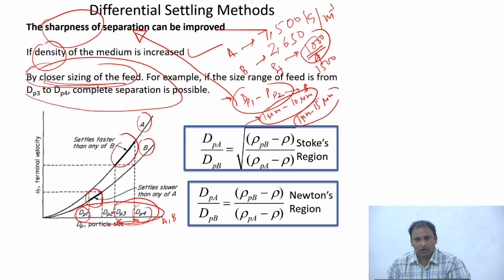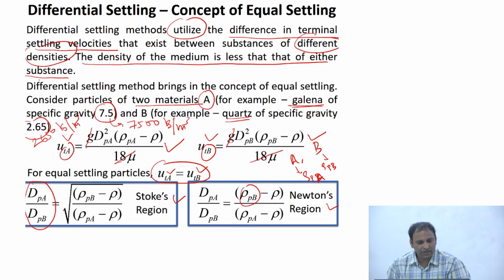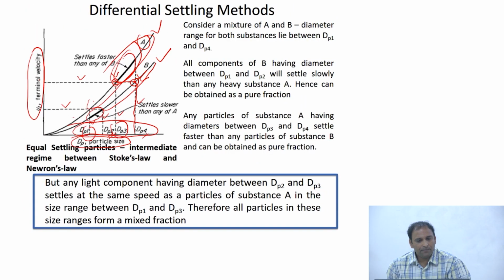No, you would have to work it out. Okay, let me make another point which I did not make. In this differential settling method, you can get a pure fraction of A and a pure fraction of B, and a mixture of A and B, right? That's what is a typical case.